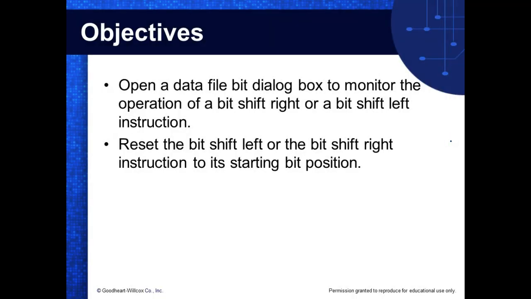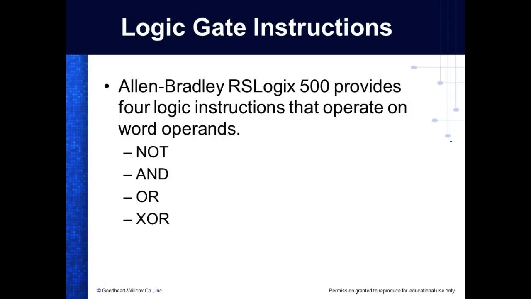Open a file, and we'll look at how we can monitor these registers. I think some of y'all have already figured that out. Reset bit shift or bit shift right instruction to its starting position. We'll look at that. But first of all, we'll look at the Allen Bradley RS500, and this is common for all your programming languages. If we looked at the Siemens PLC, we noticed that these are the four basic logic instructions that they support. And every PLC that I've worked with has supported these four basic logic instructions, right? That makes sense. NOT, AND, OR and exclusive OR. Are we okay so far?